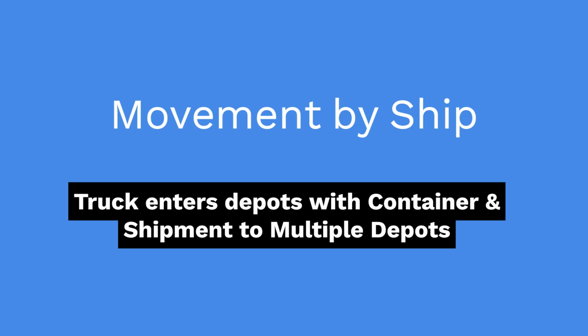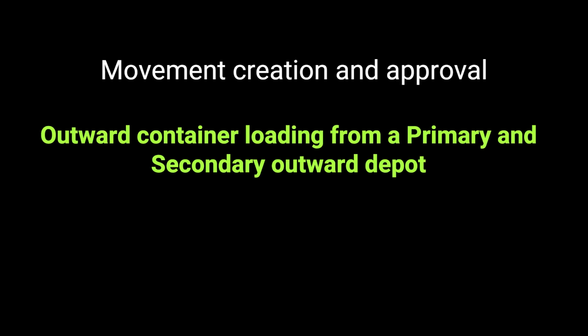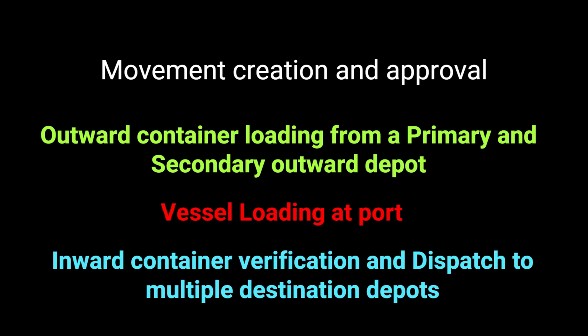In this video, we will demonstrate the complete end-to-end workflow for movement by ship, where trucks enter the depot with containers and the shipment is handled across multiple depots. This scenario includes movement creation and approval, outward container loading from a primary and secondary outward depot, vessel loading at the port, and inward container verification and dispatch to multiple destination depots.